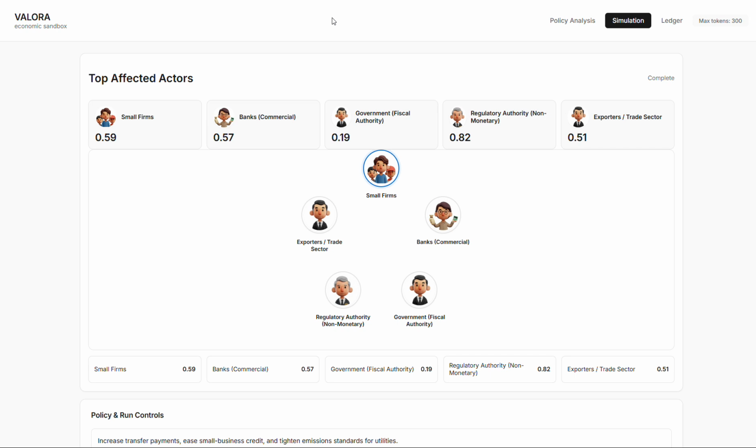And last is an education and research platform. Universities, analysts, and students use Valora to study economic behavior interactively with real ML-driven agents.